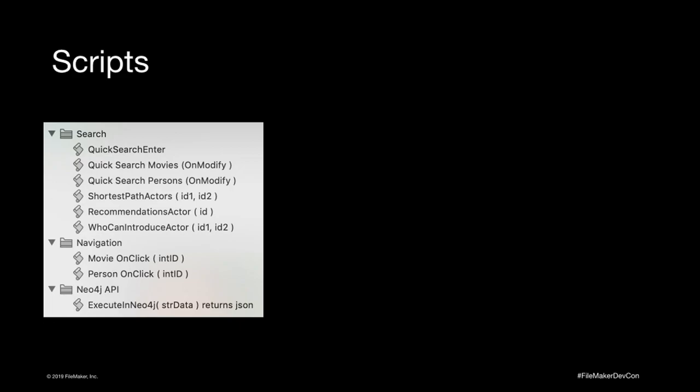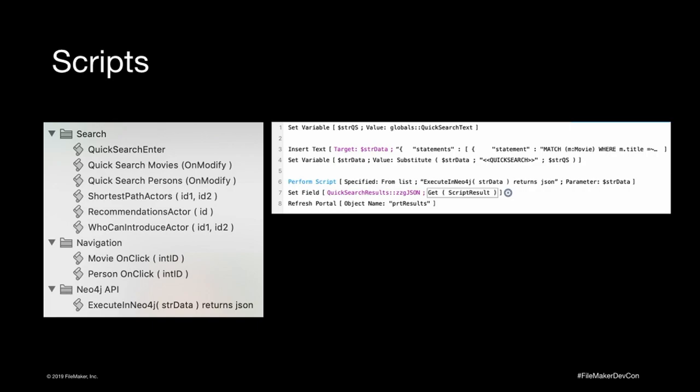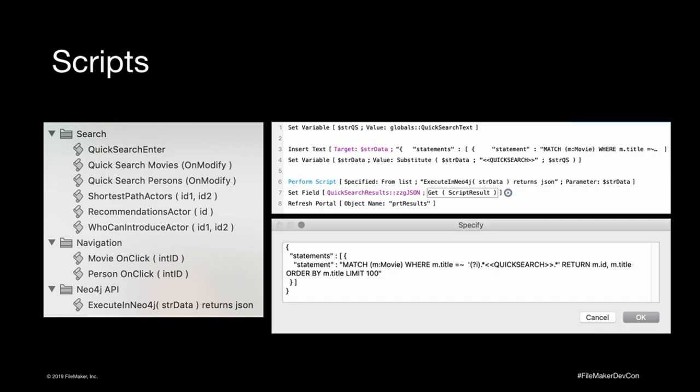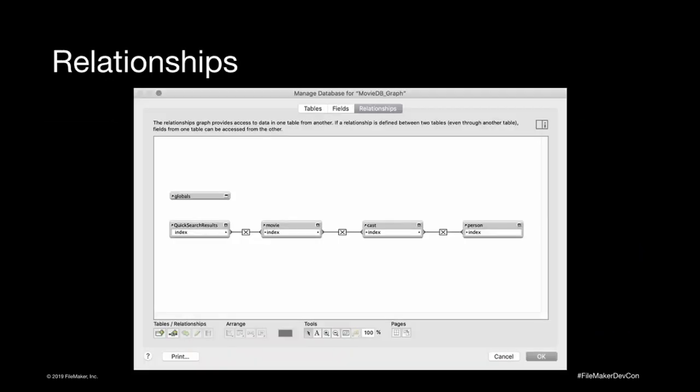And then everything has to be scripted. Every interaction has to be scripted, but these scripts are not that difficult. It's the API calls that matter, but once you have that under your belt, these scripts are pretty straightforward. So I have quick search scripts, and I have navigation scripts from movie to actor and actor to movie. And then finally, all the relationships in this solution are Cartesian joins or fake relationships. They're just meant to put a portal on a layout, okay?